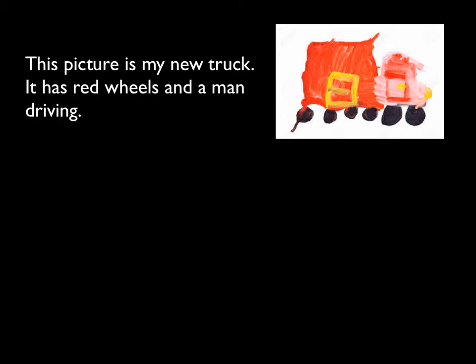Personal explanations are not usually as formal in their organisation as scientific or technical explanations. However, they still often describe or classify the phenomena, event or concept. The reader generally needs to know what it is that is being explained. "This picture is my new truck. It has red wheels and a man driving." So that's good. I'm being orientated to what will be explained through a description. And the writer then goes on to explain how the truck works.